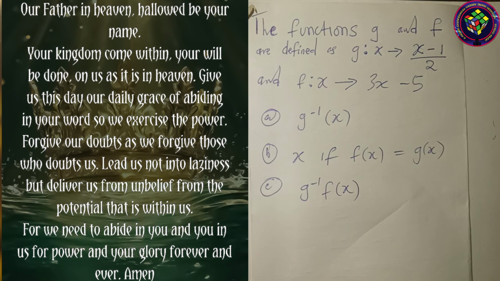The functions g and f are defined as g of x is equal to x minus 1 over 2 and f of x is equal to 3x minus 5.